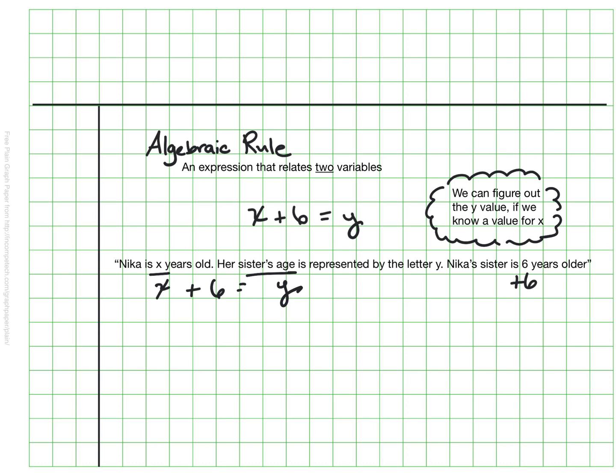And these rules are useful because we can use them when the information changes. So this rule would work if we know that Nika is 10 or we know that Nika is 42. Either way, the rule helps us organize our thinking.